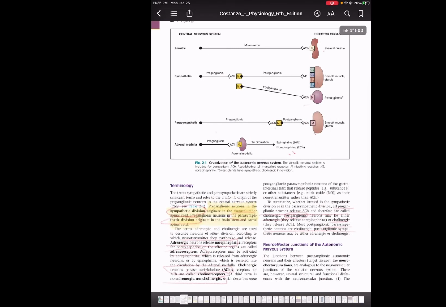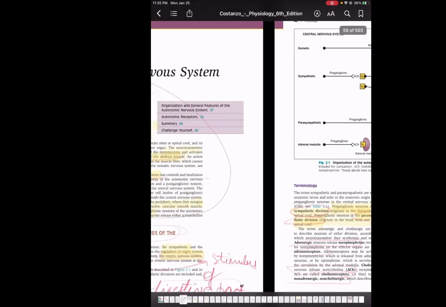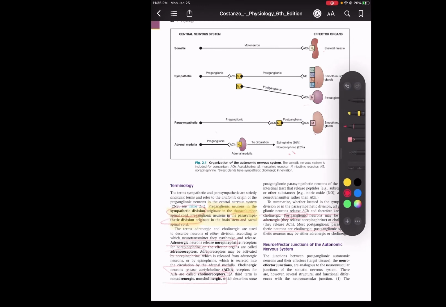On the second page, they are telling us in a diagram how the somatic nervous system is included in comparison with the sympathetic, parasympathetic, and adrenal. So we're coming to somatic, that is motor neurons. They use acetylcholine and are connected to the nicotinic receptor on the skeletal muscle, which I told you is the effector organ of the somatic nervous system.